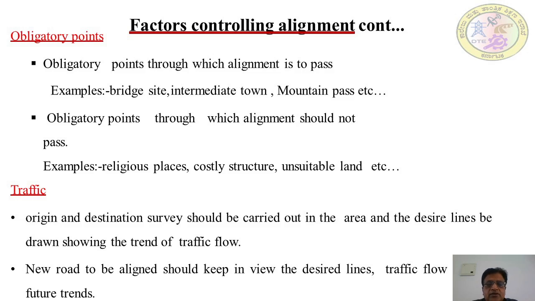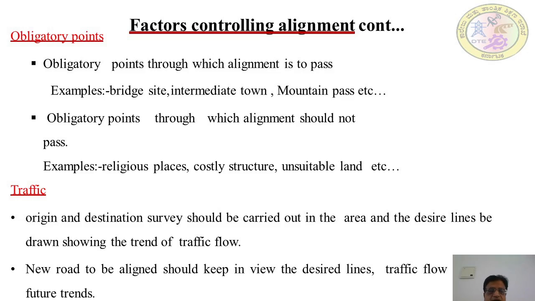Second one, obligatory points through which the alignment should not pass. You cannot take your highway alignment in these areas. What are all those areas? Religious places, places of temple, church, mosque, etc. You cannot take that. Costly structure, unsuitable land, and also burial ground. You cannot take the graveyard or the burial ground for your highway alignment.